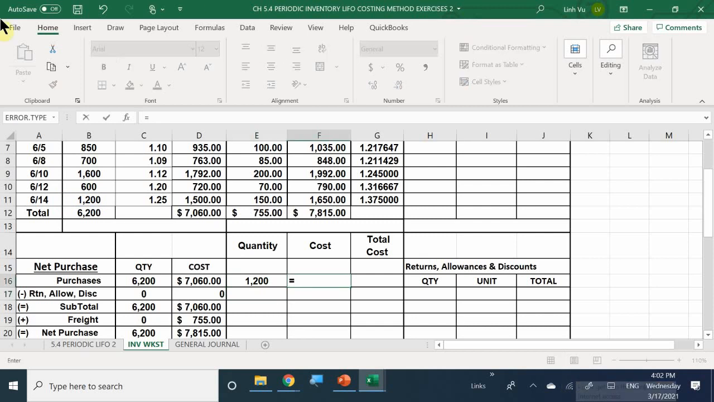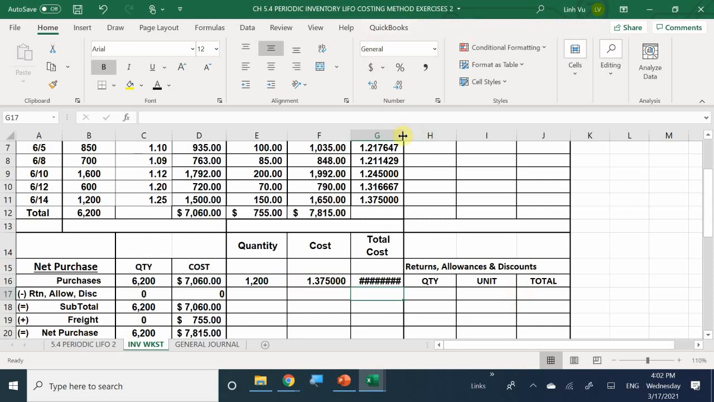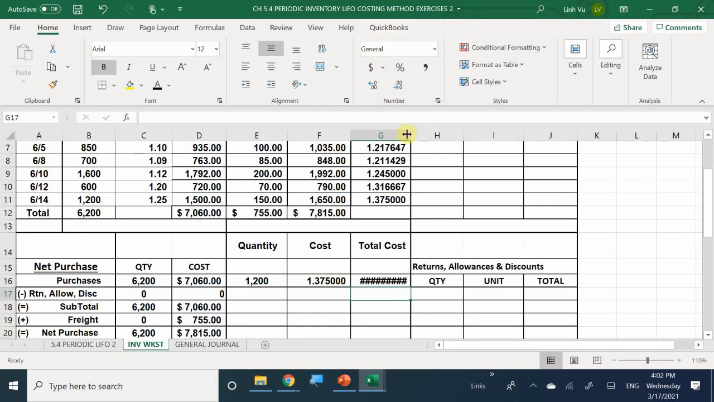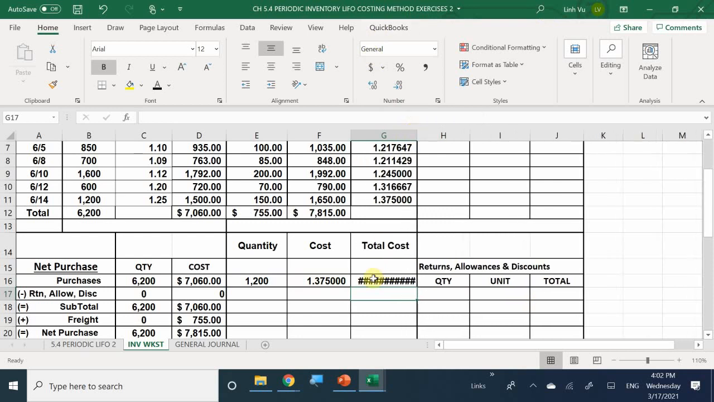In this case, I'm just going to use this as a cell reference. Oh, right, sorry, this is because I have too many decimal points. All right, so 1,650 is what I got here. So I got rid of this batch right here.